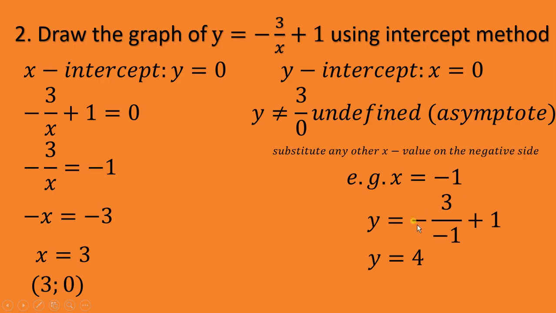You can use any other values, negative values, to get the other side of the graph, but the easiest one is minus 1 to use. So we get the coordinates of minus 1 and 4 that we calculated using a value of minus 1, substituting it into the x part of the equation. We are now going to look at drawing this graph on the Cartesian plane.